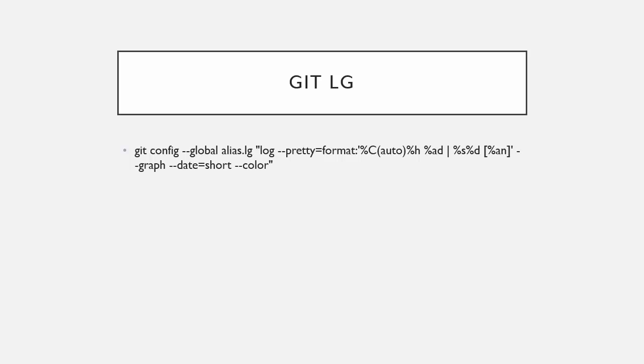Throughout the presentation, I was using an alias that I created, the git-lg command. It's not part of Git, so it's a customization. If you want to use that to be able to print out the nice graph of Git commits, then this is the command that you would need to enter to add the alias to your global Git configuration on your machine.